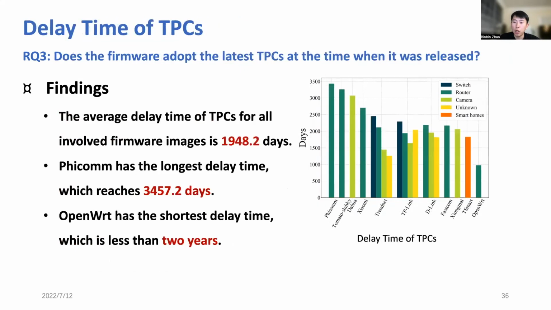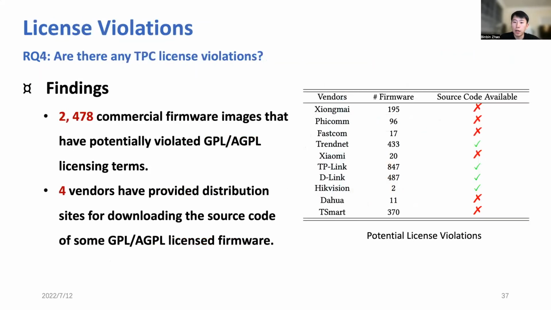Next, we analyze the problem of delay times of third-party components. We want to know whether the firmware is still using outdated third-party components. The results are surprising. We find the average delay time of TPCs for our firmware is about 2,000 days. It means the firmware images are using third-party components that were released 5 years before the firmware was distributed.